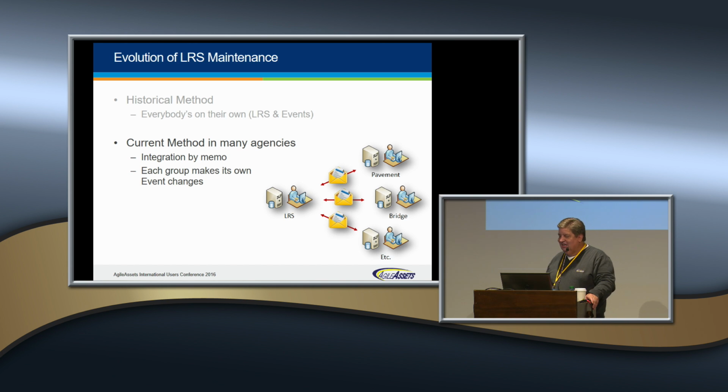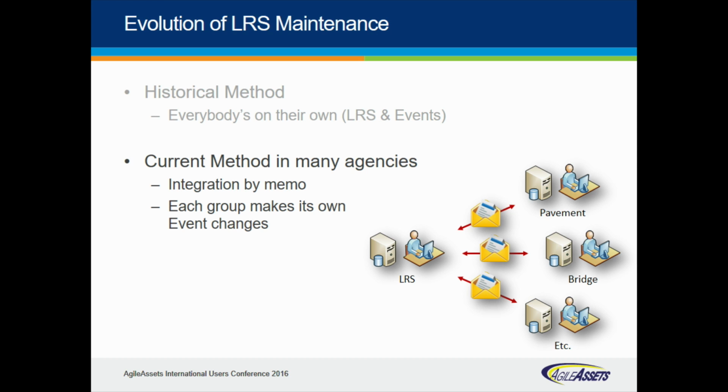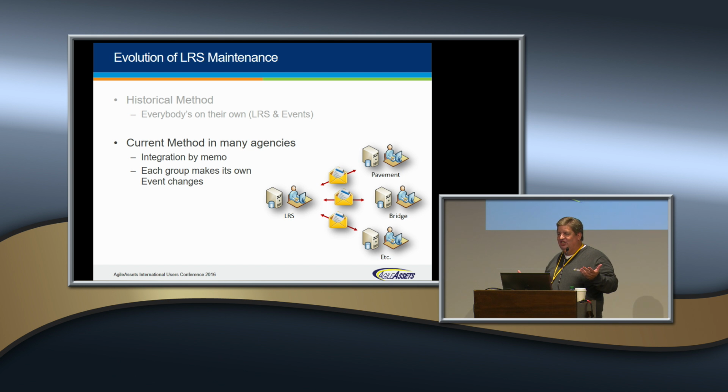What you more commonly find now is that the LRS has been centralized in the GIS group, but with some of the older tools, all it would do is update the LRS. All that event data, it's up to each of these individual groups to do their own updates. I usually call it integration by memo, where somebody sends a memo out saying, here's what all I've changed on the route. It's up to you to go through, and because I added a mile at the front of the road, shift all your events a mile down the road.